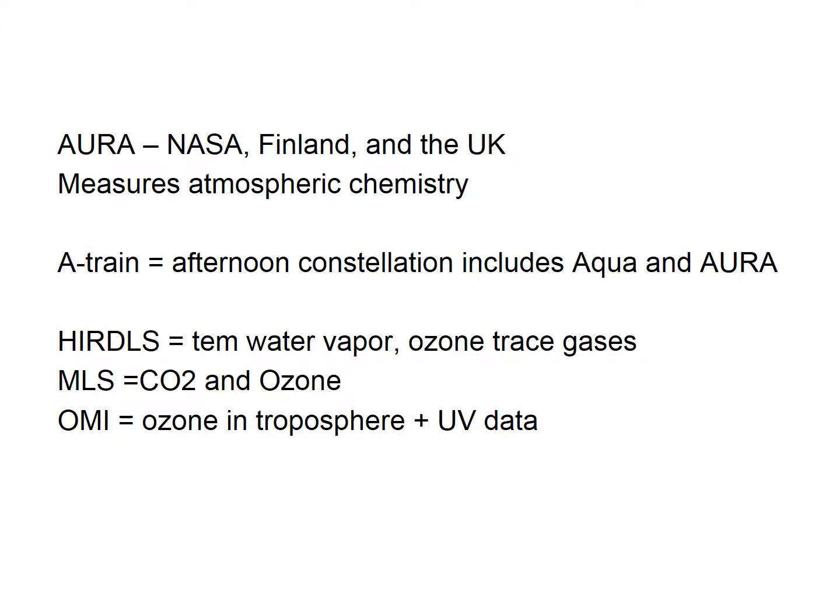and I'm not going to go through the specific names of telling you what an HIRDLS is, except to know that that allows us to measure temperature, water vapor, ozone, and trace gases. And then there's the MLS sensor, which is for carbon dioxide and ozone, and the OMI, which measures ozone specifically in the troposphere along with certain components in the UV spectrum.